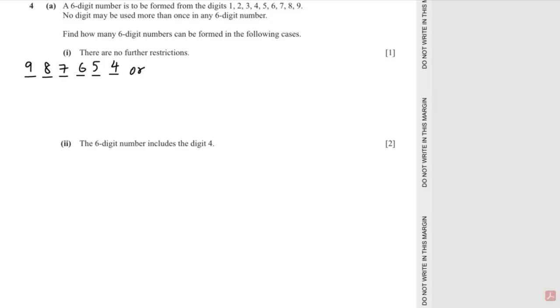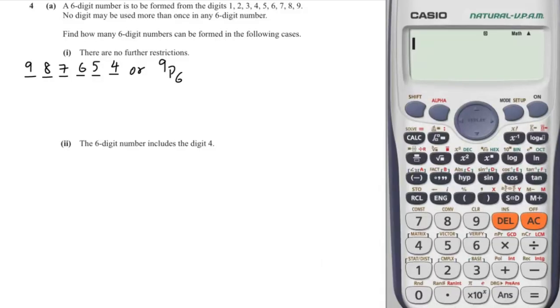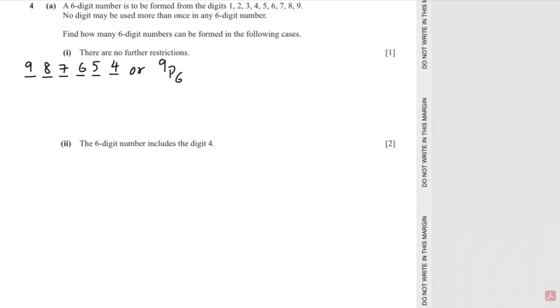Or you can use your calculator straight away. So 9P6. Let's use that. 9P6. And I'm getting 60480.